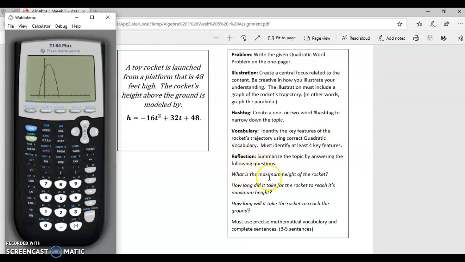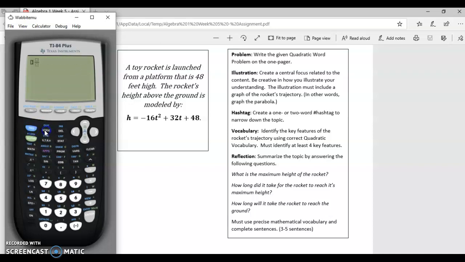The first question is, what is the maximum height of the rocket? I know that my maximum height is going to occur right here, but I don't know what that is just based off of looking at the graph. To find that, I'm still going to use my axis of symmetry formula, x equals negative b over 2a. My b is 32, and my a is negative 16.